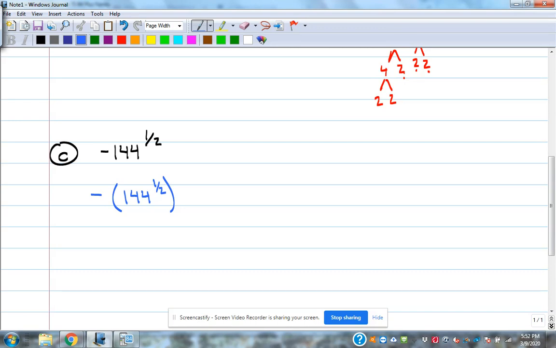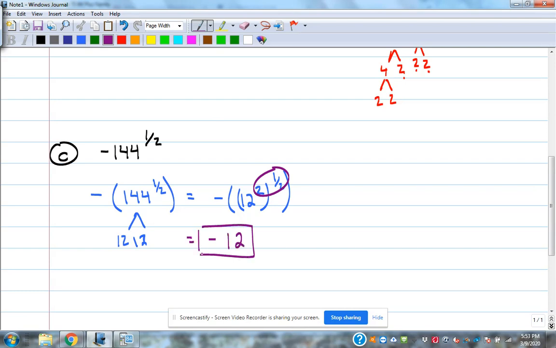And you can break down the 144. If we take that same idea and just do the 12 and the 12, that would work. We have a negative and then 12 squared to the 1/2, and then multiply those two exponents together, and it ends up being negative 12 as a final answer. If you break down the 12s to 4 and 3s, you get the same thing happening. You get the idea of what's going on here.